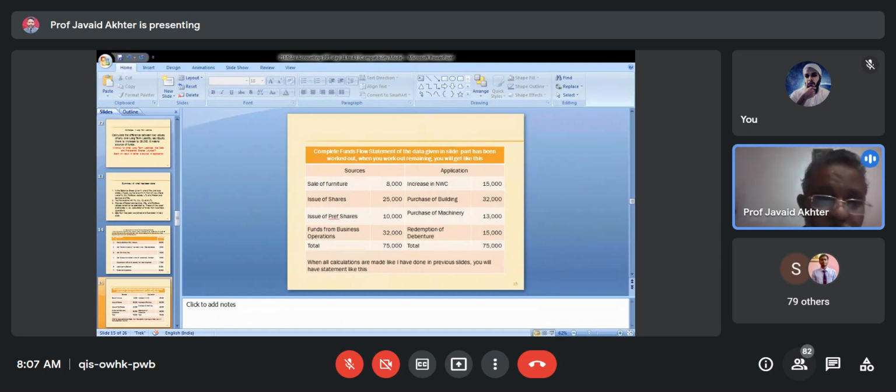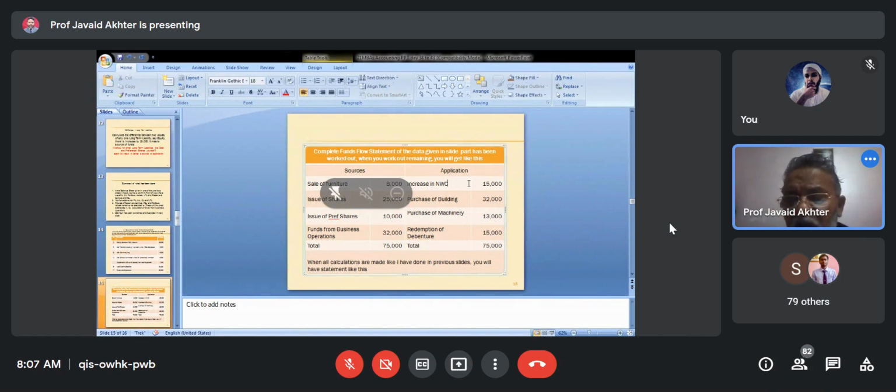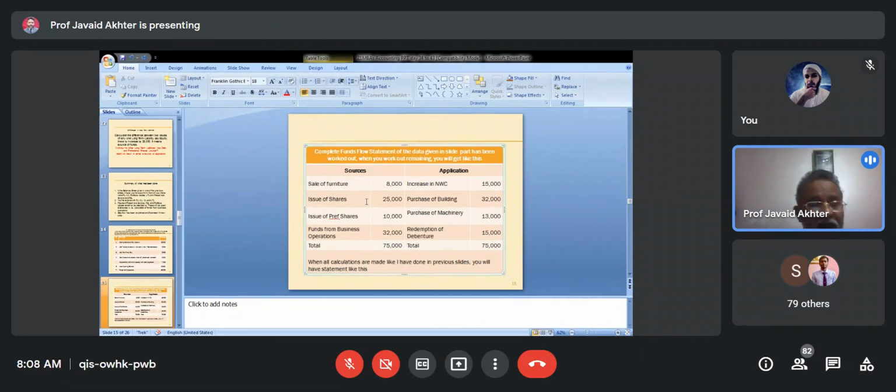Now we were about to close our discussion on fund flow statement. So once you have made a statement, your statement would look like this. Just that you will have one side application, one side sources. Anything can be written on any side. There is no hard and fast rule that application will be written on left hand side or sources on the right hand side. But the thing is that both of them should be equal.